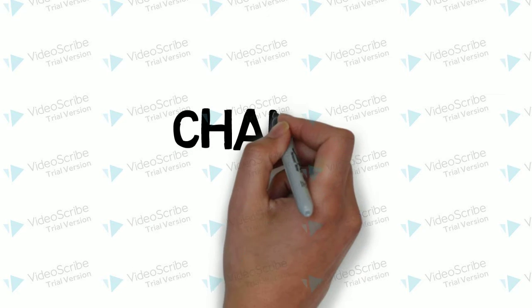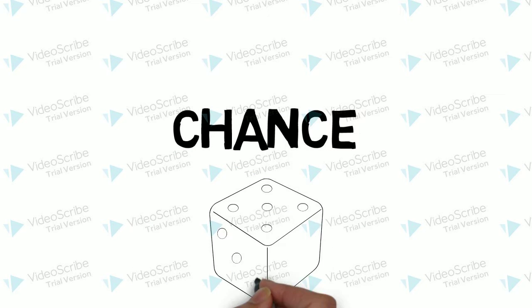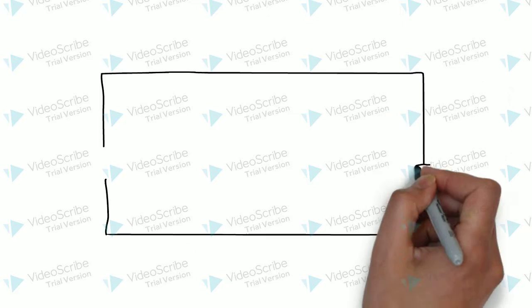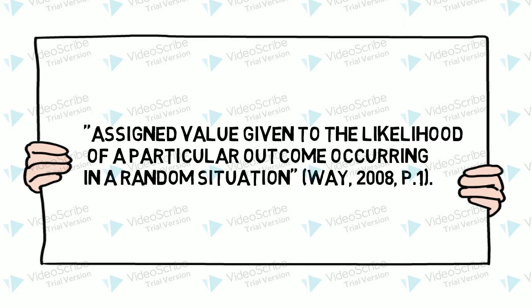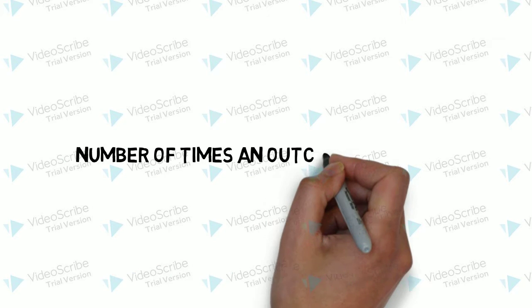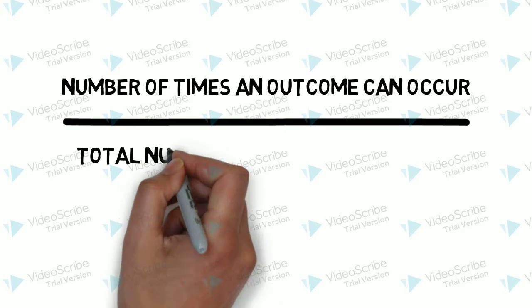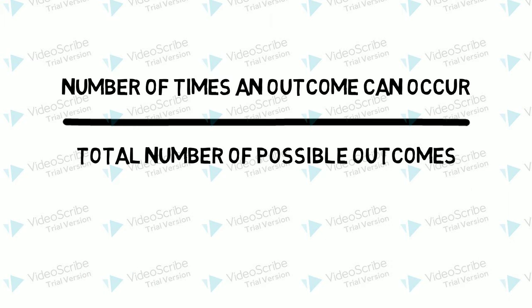This presentation will address the Stage 3 mathematical concept of chance. Chance, commonly referred to as probability, is the assigned value given to the likelihood of a particular outcome occurring in a random situation. It is calculated by forming a part-whole fraction, the numerator being the number of times an outcome can occur, and the denominator being the total number of possible outcomes.